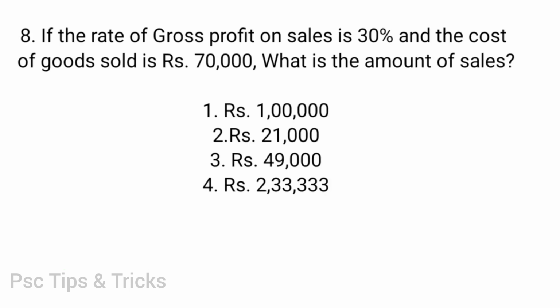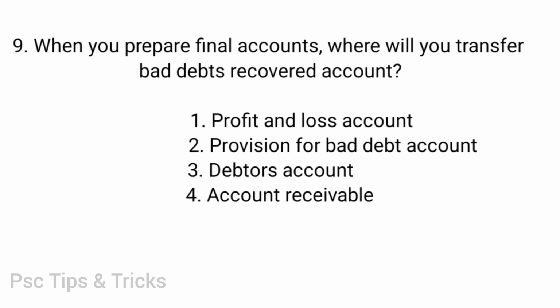If the rate of gross profit on sales is 30% and the cost of goods sold is rupees 70,000, what is the amount of sales? Options: 1 lakh, 21,000, 49,000, 2 lakh, 33,333. Answer: Rupees 1 lakh.